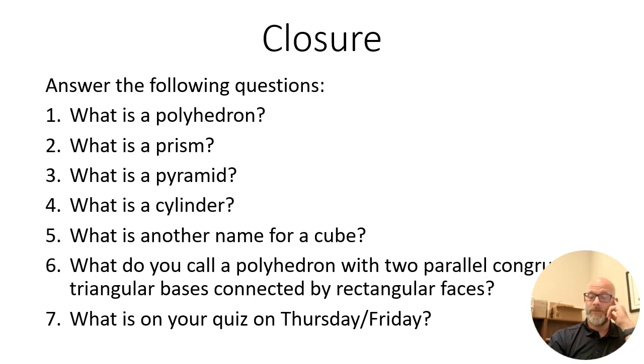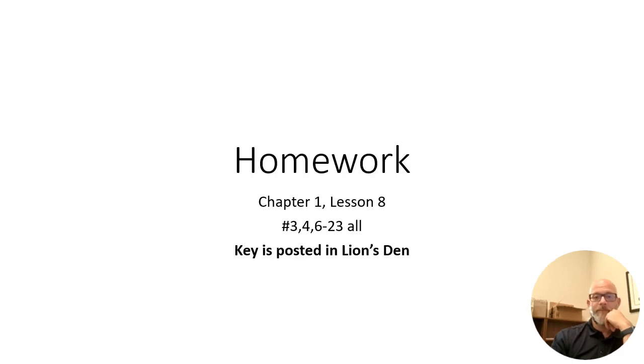Another name for a cube: a cube will have how many sides? A cube will have 6 sides, so that sounds like a hexahedron. All right, what do you call a polyhedron with 2 parallel congruent triangular bases connected by rectangular faces? Well, that sounds like a prism. The triangles at the top and the bottom say triangular prism. Okay, what's on your quiz? Everything that was on that last slide from lesson 6 and lesson 8, formulas and vocab.